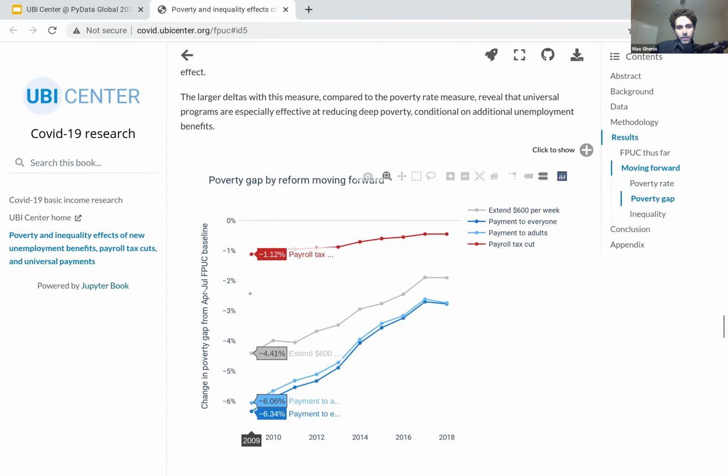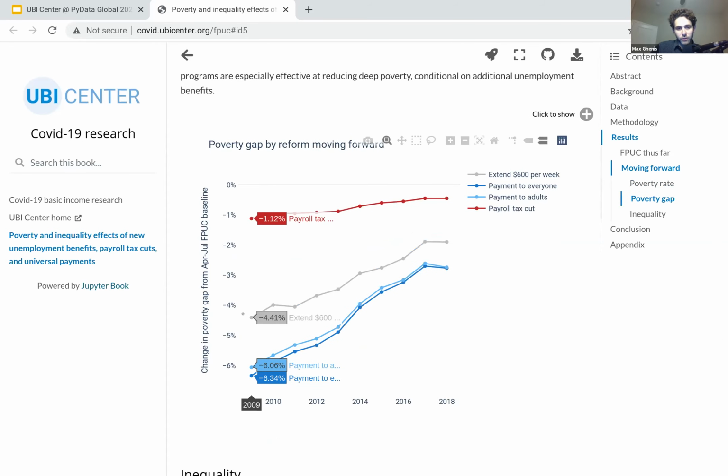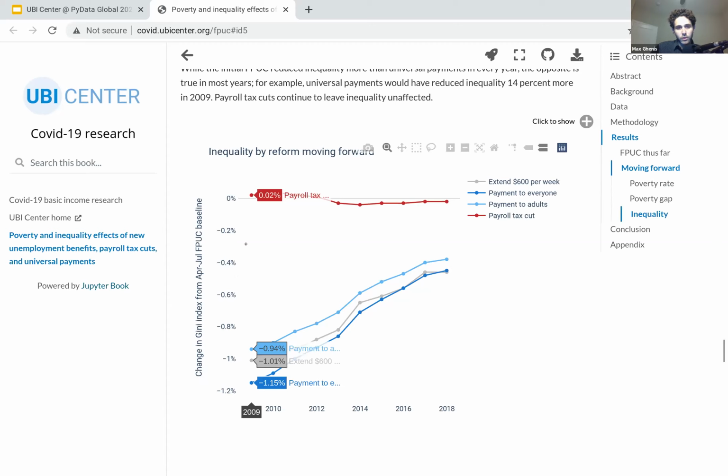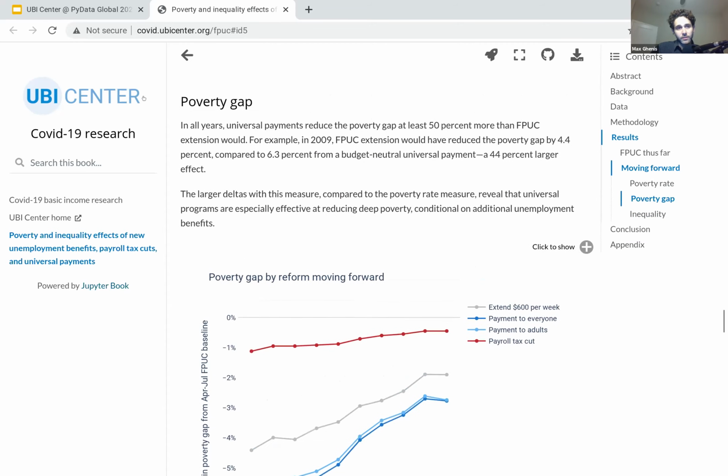Same results if you look at the poverty gap, which is another measure of poverty that counts how far below the poverty line different people are, and also inequality. So on every distributional metric, a UBI is actually more progressive than extending the unemployment benefit, largely because there's a lot of people who are outside the labor force who don't benefit from the unemployment, or people who are low wage who also don't benefit.